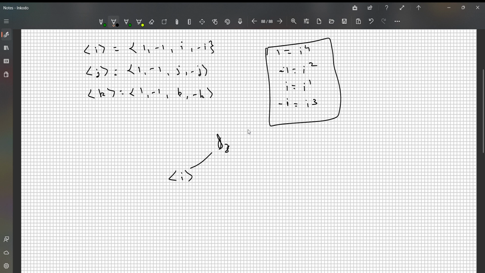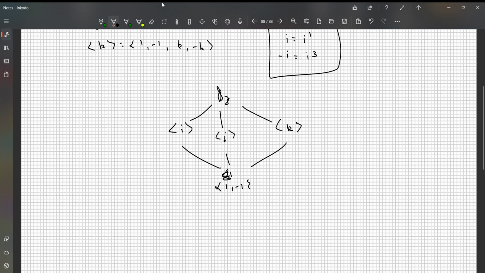So Q8 has the immediate subgroups I, J, and K. And I, J, K have the immediate subgroup {1, -1}, right? Or you can think of it as the subgroup generated by -1 directly, because -1 has order 2 and it's inside the subgroup generated by i.